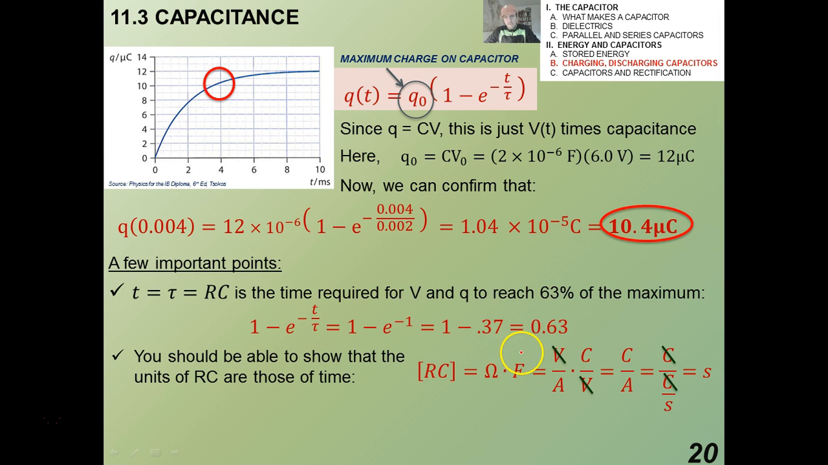That's a classic IB question, all right? And you can see that an ohm times a farad, since an ohm is a volt per amp and a farad is a coulomb per volt, you see that we end up with a coulomb per amp, and an amp is a coulomb per second. So then we have 1/1 seconds, which is a second.